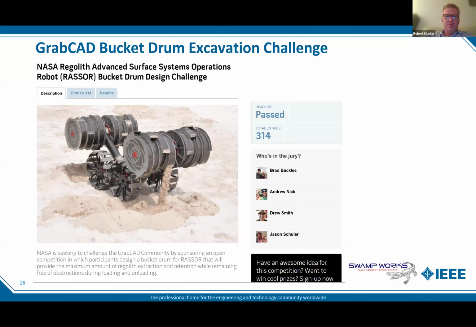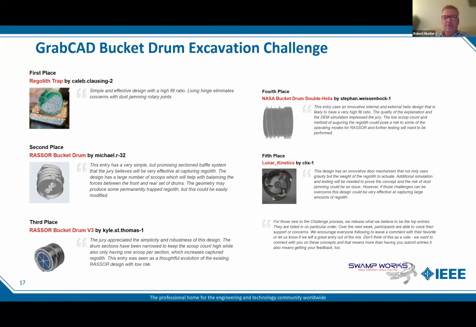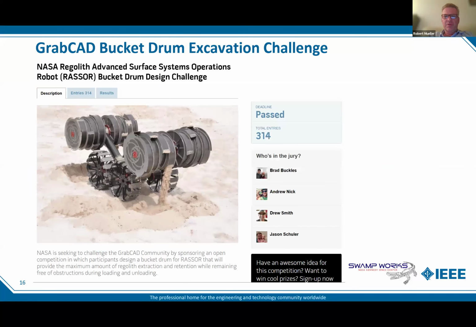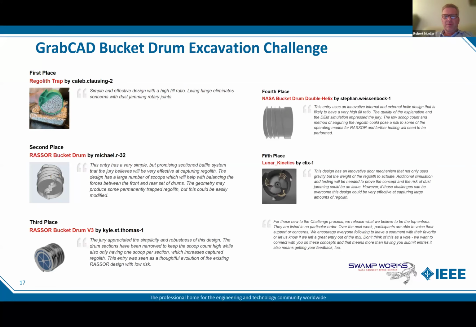So our task was, we have this robot we call Razor, the Regolith Advanced Surface Systems Operations Robot. That was a prototype. And we asked them, how could we improve the bucket drums, which is what you see on the end of those two booms? That's what does the digging and dumping. And we thought maybe we'd get some good ideas on how to improve the design and increase the capacity. We got 314 entries, and they were pretty good.